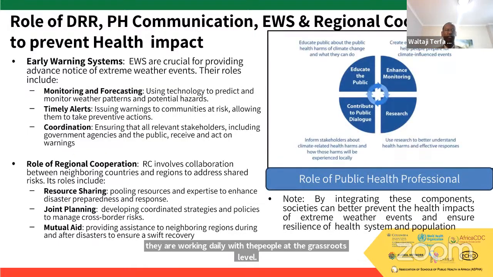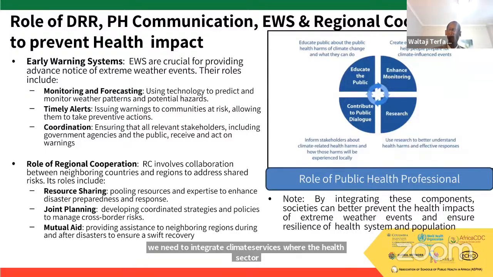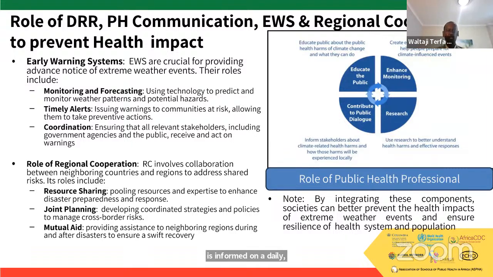Then the early warning. We have the national early warning for all sectors, and there is also early warning as part of the health surveillance system. We need to integrate the climate services, where the health sector is informed on a daily or weekly basis with climate pattern information, so that they can link it with the epidemiological data to see the trend.